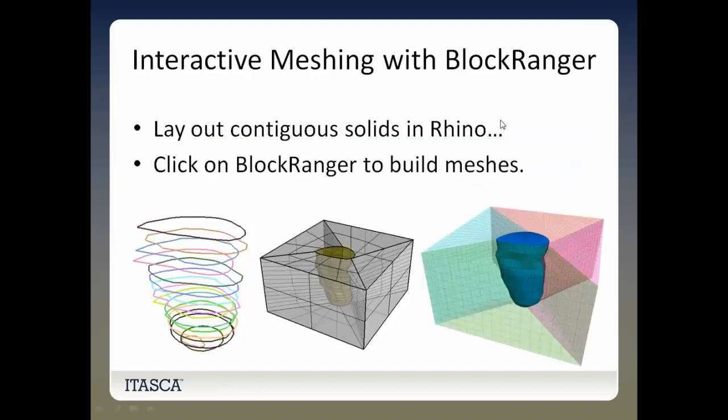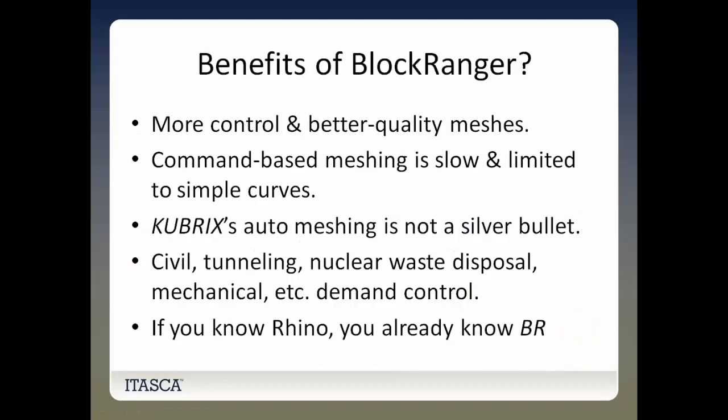Okay, interactive meshing with BlockRanger. Apart from the addition of numerous improvements to KubrixGEO, the previous version, one of the most attractive aspects of it is interactive meshing with BlockRanger. So essentially, interactive meshing with BlockRanger consists in getting your CAD data and making a series of so-called solids in Rhino, and these solids all become mesh blocks. How do we do that? It's done in this way.